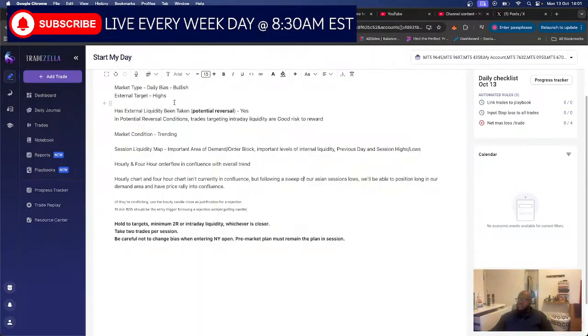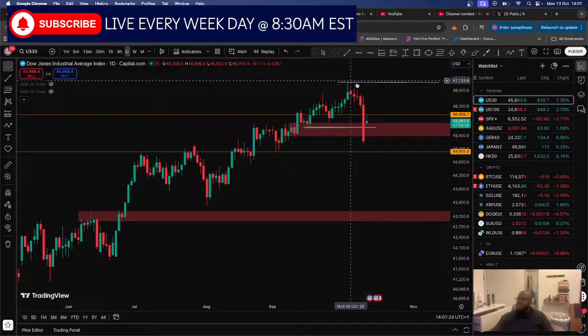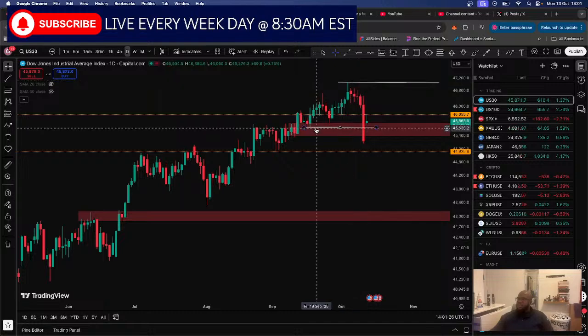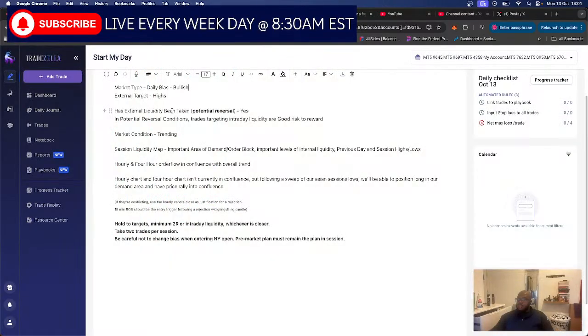So once again, we've analysed and figured out our market bias is bullish on the daily chart. Our target is going to be our external highs right up here after sweeping this external liquidity low. Has there been a liquidity squeeze? Yes, there has. If there has been, we need to see whether there's been a potential for reversal. Our market conditions remain to be trending.